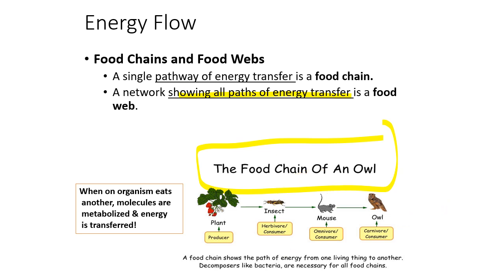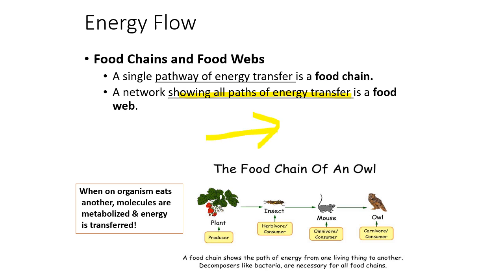So a food web will show us all paths of energy from one living thing to another. And decomposers like bacteria are necessary for all food chains. The reason we're not showing a decomposer here is because all of these would have an arrow going to the decomposer. Now the big thing I want you to see is the arrow goes from the one who's making to the one who's eating it. So from the plant to the insect. From the insect to the mouse. The mouse is eating the insect, so the insect is giving energy to the mouse.